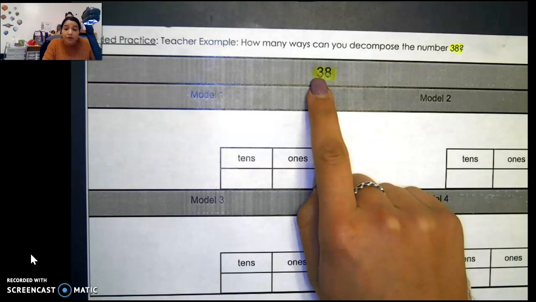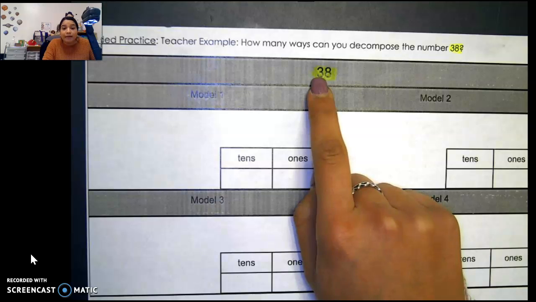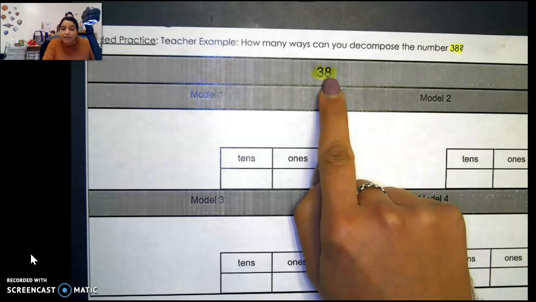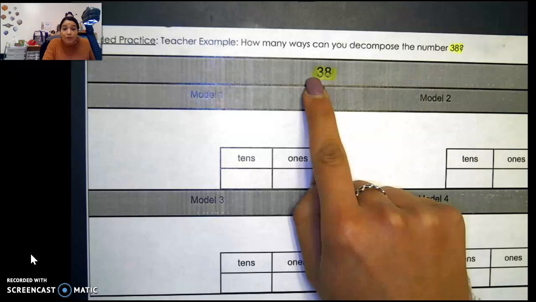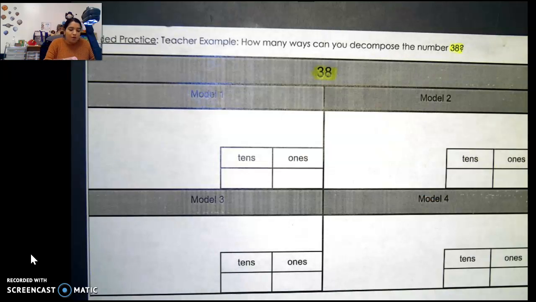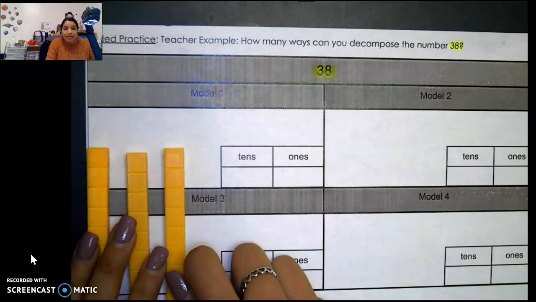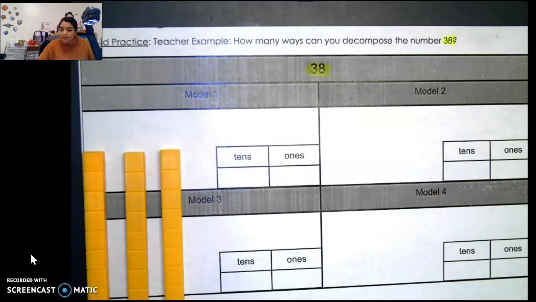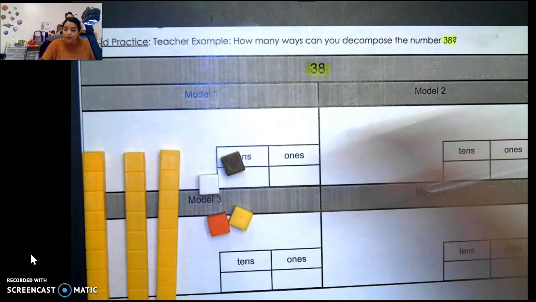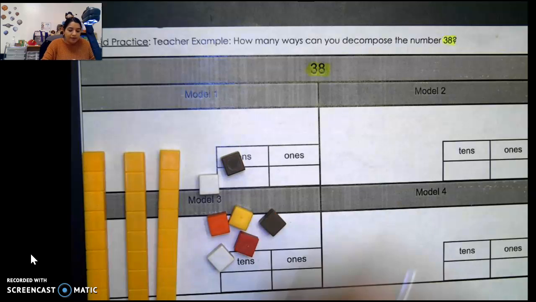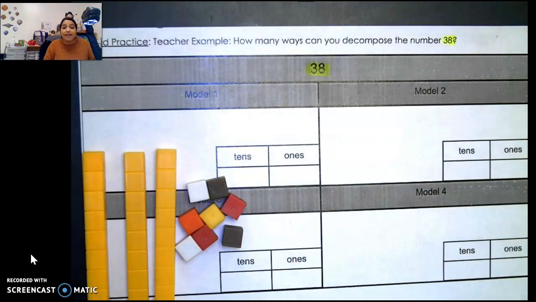So right here, the number 38, if I look at this first number, it's a 3. And with our place value chart, I know that my 3 is my tens. And my last number, 8, is my ones. So I can put 3 tens, 1, 2, 3, and I can put 8 ones. So 1, 2, 3, 4, 5, 6, 7, 8. I can put 8 ones.